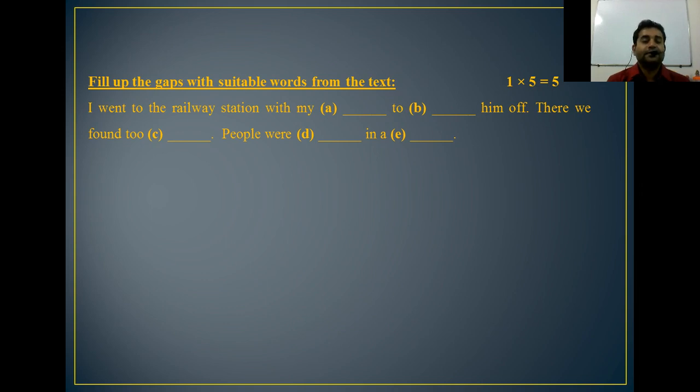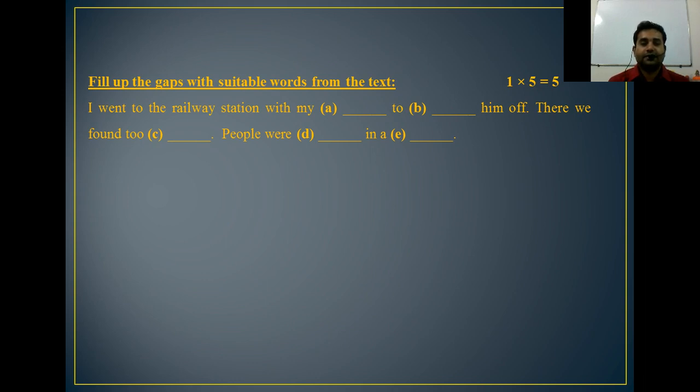Okay. As for example, I went to the railway station with my dash to dash him off. There we found two dash. People were dash in a dash. So I think in lesson 5 maybe there is also a railway station. At a railway station, I think it is in lesson 3. Sorry, it will be in lesson 3. A railway station. From this passage I have given these sentences. And if you read out the passage very carefully, you may find out the answer of the fill up the gaps.